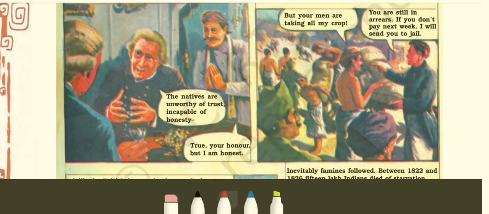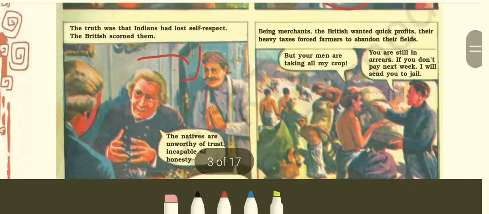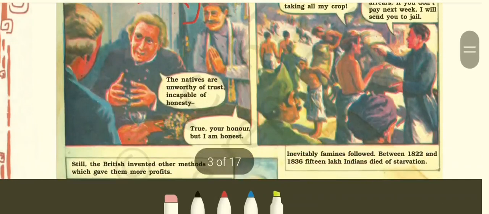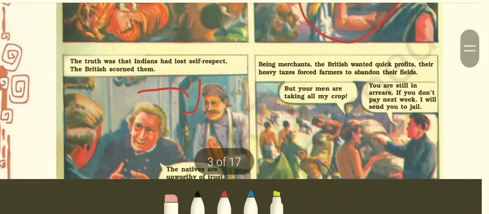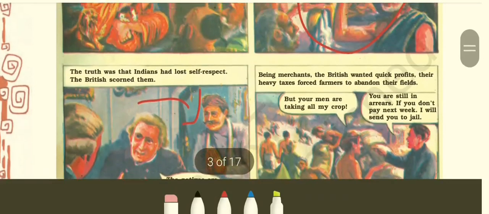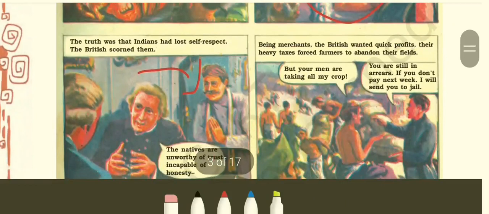So this one, like a downtrodden person, what does he say? He says, true, I agree with you. Your Honor, but I'm honest. He says, yeah, whatever you're saying is true. So he's confirming that his own people are not worthy of belief. So this is wrong. Now what happens as we move on to the next picture?